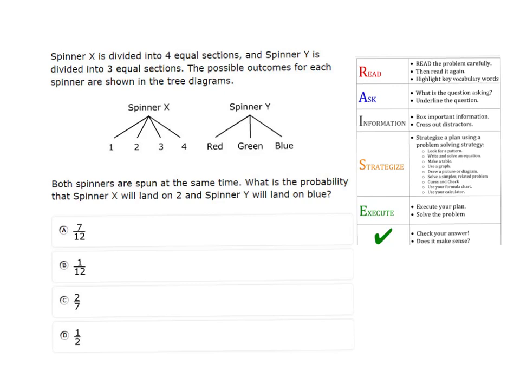Let's use the RAISE strategy to solve this problem. So first for RAISE, we're going to read the problem carefully, and then we're going to read it again. Let's do that. Spinner X is divided into 4 equal sections, and spinner Y is divided into 3 equal sections.